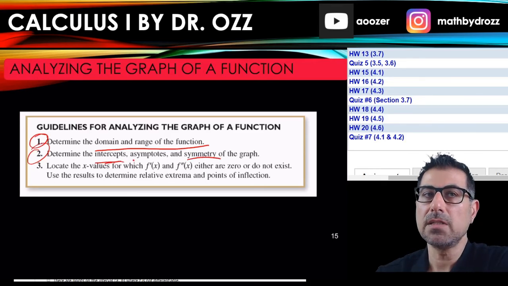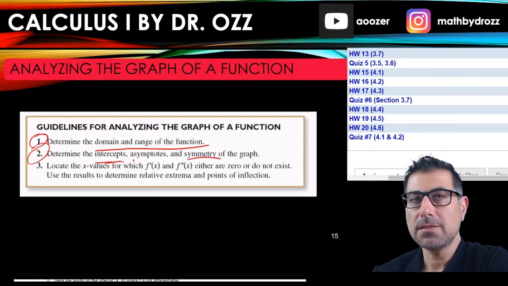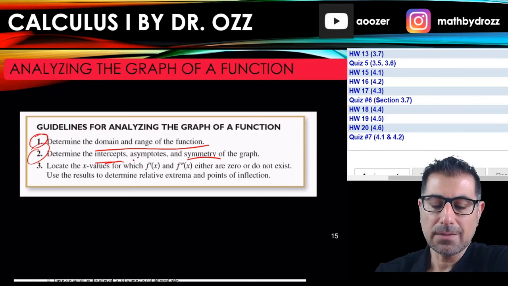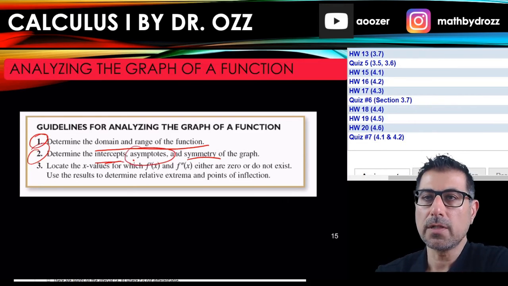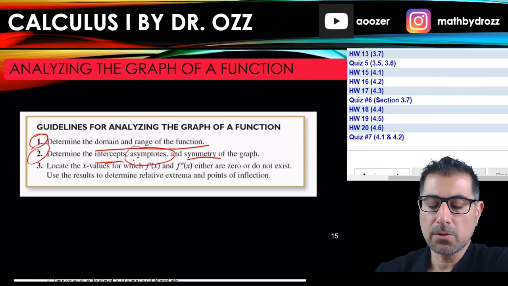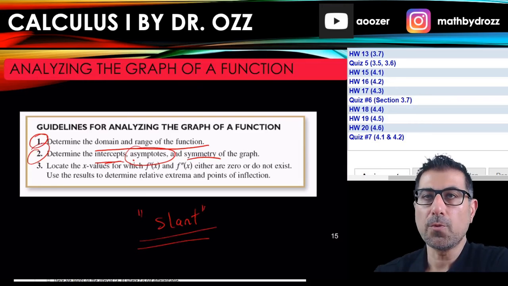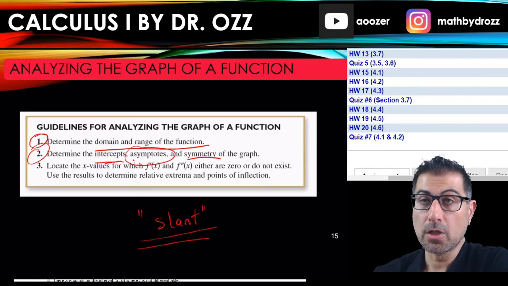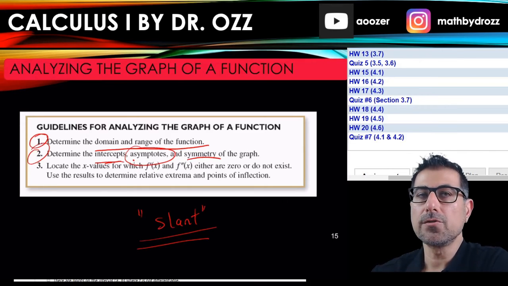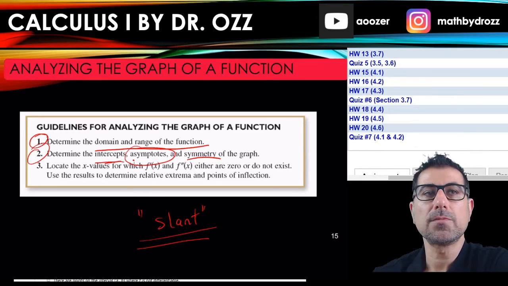When I say intercepts, I mean x and y intercepts. And when I say symmetry, it's x-axis, y-axis, and the origin type symmetries. And asymptotes, the vertical part was done before, and the horizontal asymptote part was done in the section that I just mentioned. And there's also something called slant asymptote, and this is also mentioned in the 4.5 lecture notes. Make sure you go through my video on slant asymptotes, so that's the third kind of asymptote.